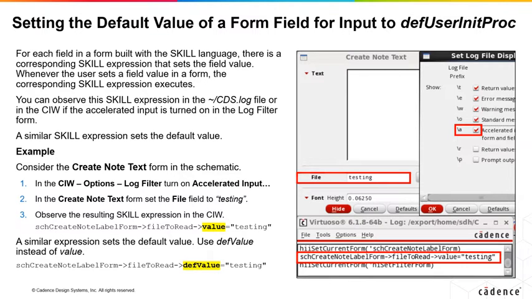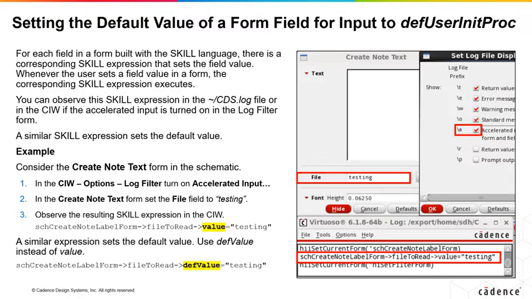So in the snapshot shown here, you can see we've brought up the log filter display from the CIW, select options, log filter, and we selected the accelerated input, meaning we'll see what's going on when people click in forms and things like that, or pull down menus. And the next thing we've done is pulled up from the schematic window the create note text form. That's under the menu called create note text. It brings up this form.